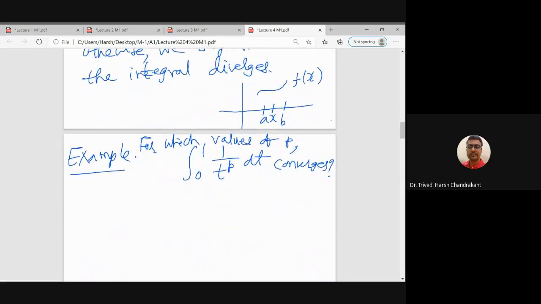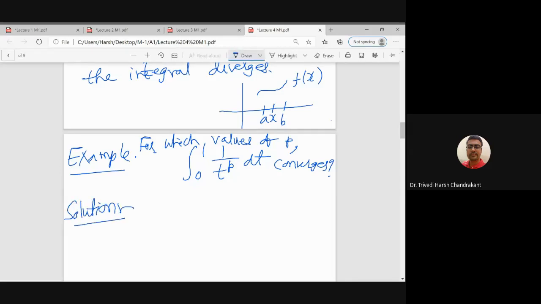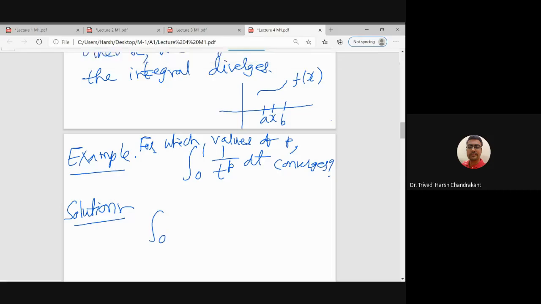So let us try to solve this question. Here we want to integrate 0 to 1 of 1 upon t power p dt. For example, if we take p equal to 1, then this function is 1 upon t, and we want to integrate over the interval 0 to 1. So a is 0 and b is 1. Is the function 1 upon t bounded over the closed interval 0 1?